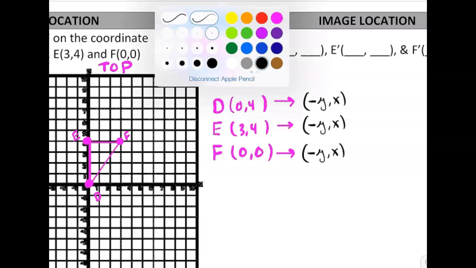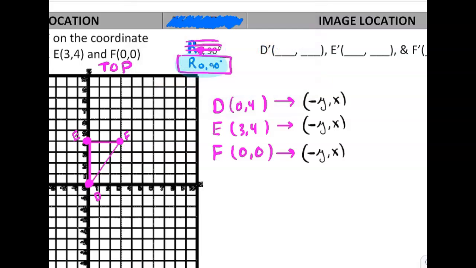So for example, this first one, if I had 0, 4, well, first it's going to switch positions because x and y switched, so it'll be 4, 0, but then the second coordinate, which is now the first coordinate, has to change signs. So 3, 4, I'm going to switch positions, but then make the old second coordinate, which is now the first coordinate, negative. And obviously 0, 0, nothing happens. Zeros are easy. So that's one way you could do it.